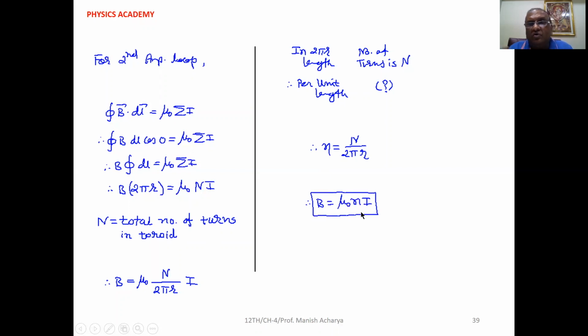So a toroid is nothing but a long solenoid, because when the solenoid is made in the form of a circle and joined end to end, it is now endless. Clear? So the magnetic field inside it is uniform.